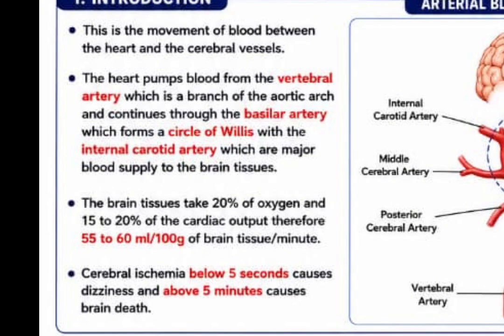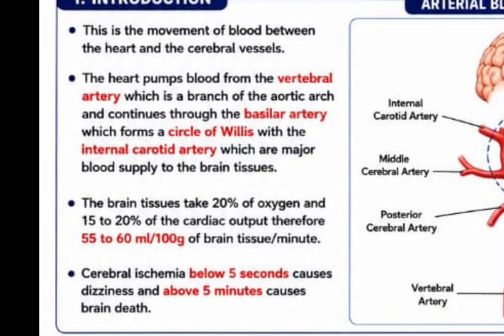So if you go watch my video on cardiac output, I give you the different distribution of the cardiac output. The liver is taking 30%, the kidney is taking about 25%, the brain is taking about 15 to 20%. So you go watch it. Now, if it's taking about 15 to 20%, that means 55 to 60 ml per 100 gram of brain tissue per minute. So each 100 gram of brain tissue is receiving up to 55 to 60 ml per minute. Are you getting me now?